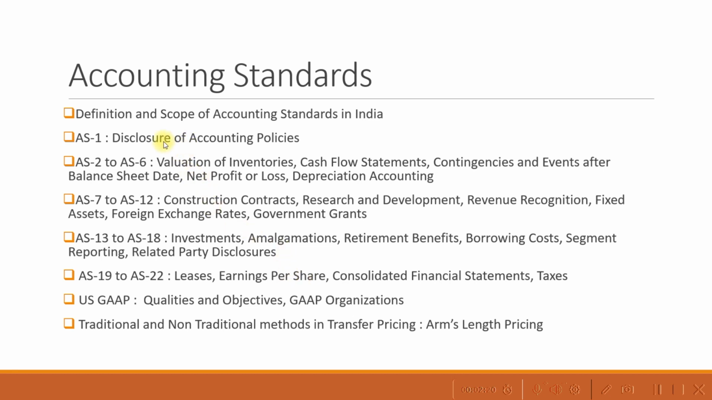After the explanations on accounting standards, we move to US GAAP, where we will explain qualities and objectives, and we will also be explaining about GAAP organizations. And finally, we'll be explaining traditional and non-traditional methods in transfer pricing, and where we will explain arm's length pricing.